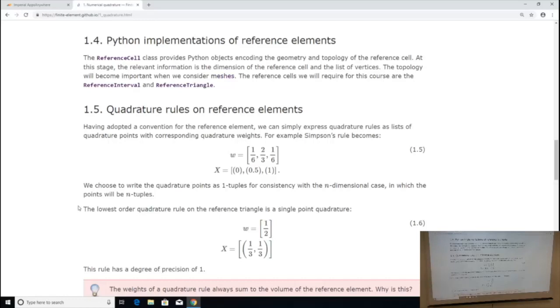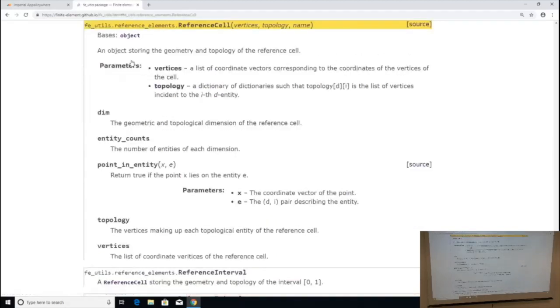So we're going to have reference cells. So we're going to have software objects that correspond to those reference cells. And all the way through the documentation, every time we encounter the name of a software object, it's linked to the documentation of that software object. So if we click on reference cell, we discover that in the FEUtils module that we saw yesterday, there is a reference elements module which contains reference cell. And a reference cell is made up of a set of vertices and a topology and a name. And name I haven't documented because it's sort of obvious.